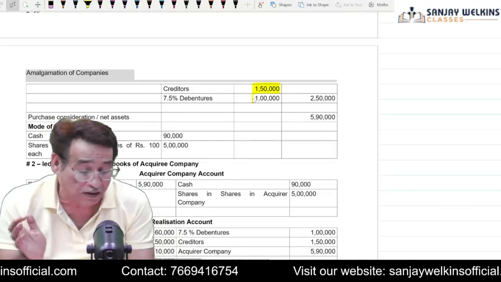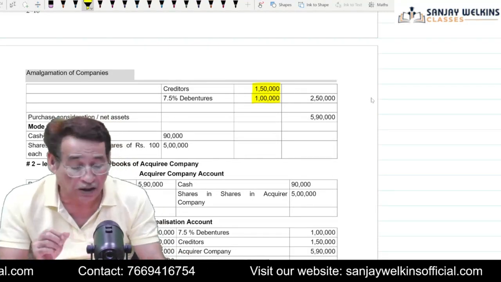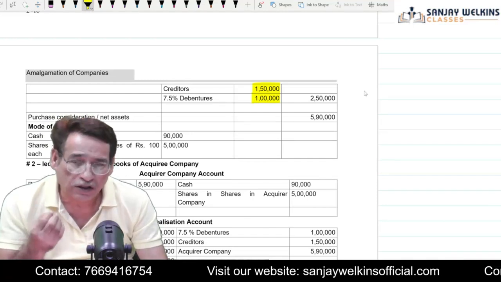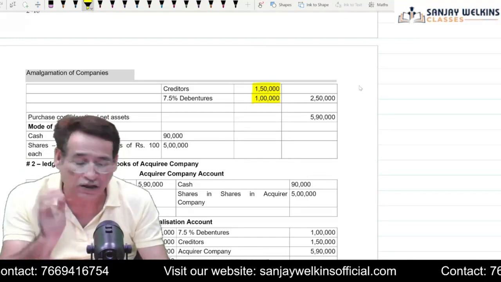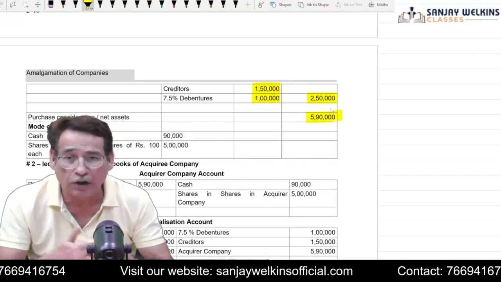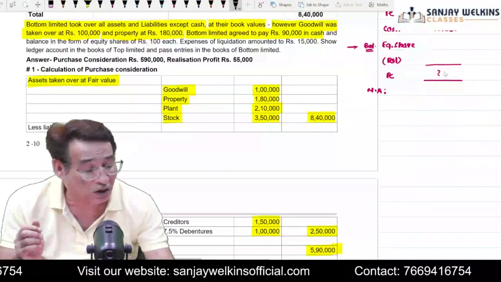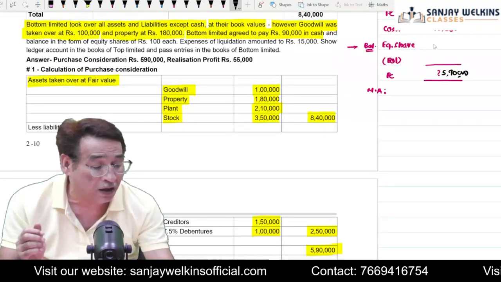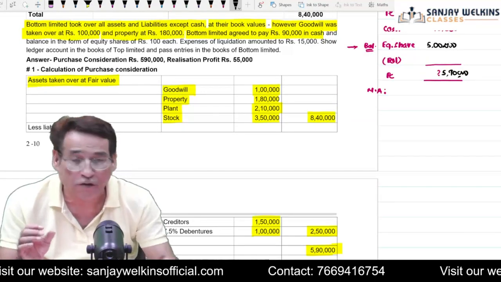There are two liabilities. Correct? In this question, the company is taking over all the assets and all the liabilities. So in order to compute purchase consideration through the net assets method, you will simply take into account the assets taken over and subtract the amount of liabilities taken over. The difference will tell you 5,90,000. This difference will be your purchase consideration. Now you have figured out that your purchase consideration actually is 5,90,000. So that means out of 5,90,000, we are receiving 90,000 by way of cash. So 5 lakh we must be receiving by way of equity shares.